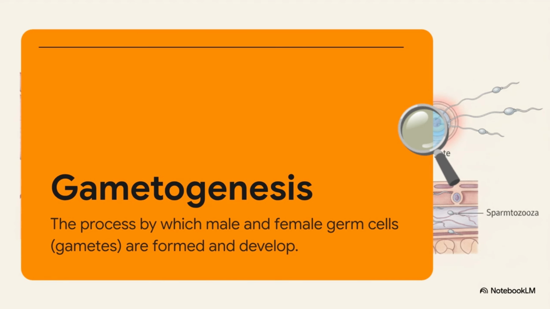So what exactly is gametogenesis? At its heart, it's this amazing biological process that transforms these precursor germ cells into the highly specialized male and female gametes, the spermatozoa and the oocytes. It's all about getting them ready for that crucial moment of fertilization.